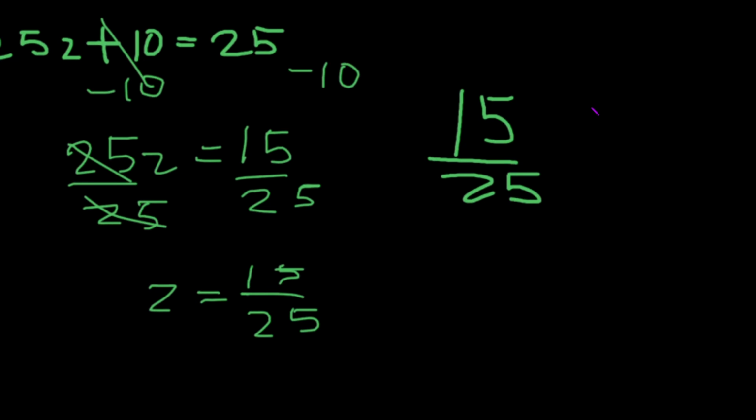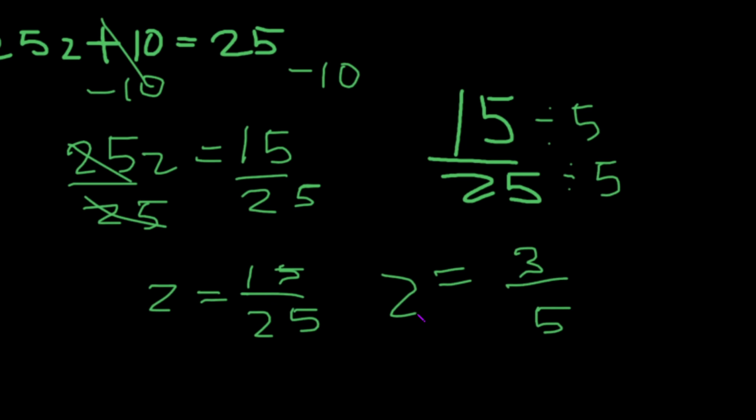On the top and the bottom, the numerator and the denominator, they both have a common factor of 5. So we could divide the top by 5 and divide the bottom by 5. And 15 divided by 5 will give you 3, and 25 divided by 5 will give you 5. So z is equal to 3 over 5.